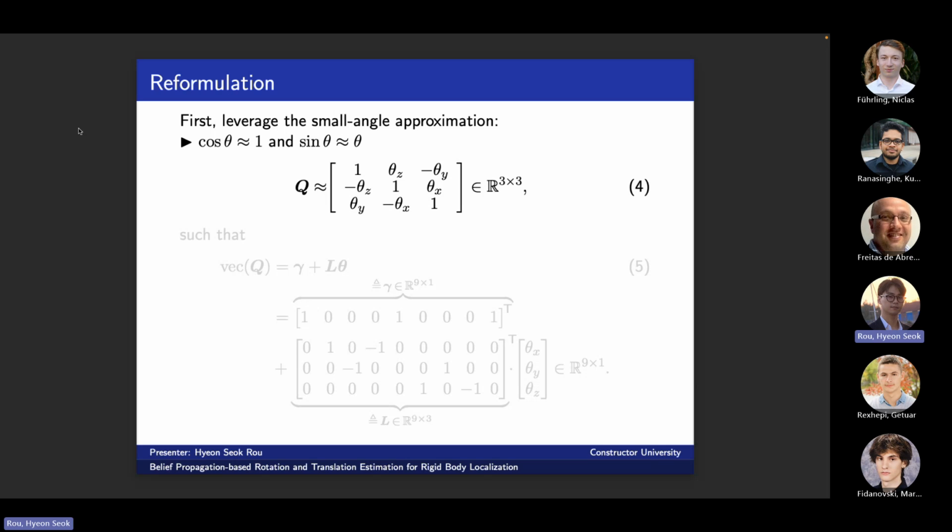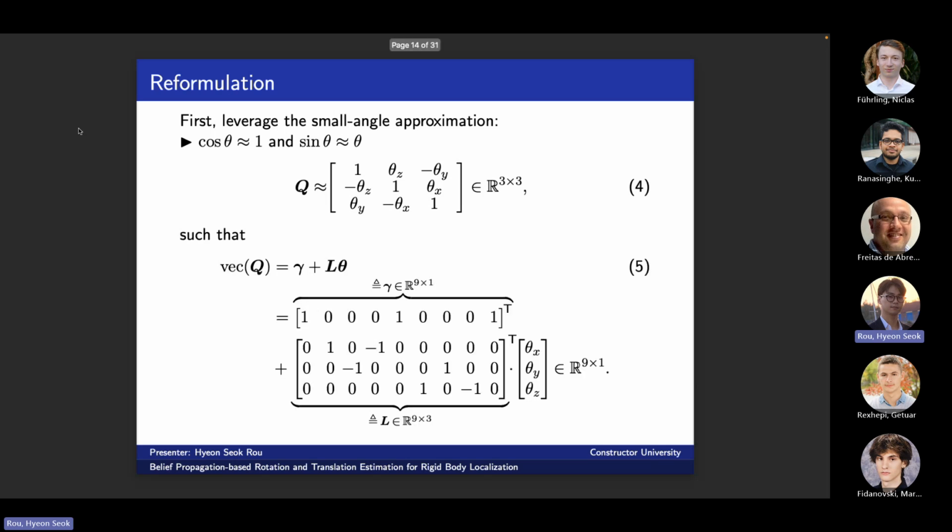Then we can make the approximation in equation 4, which simply approximates the cosine of a given angle to 1 and the sine of a given angle to the actual angle. We can get the rotation matrix in terms of directly the rotation angles respectively in the x, y, and z axis, denoted by theta x, theta y, theta z.